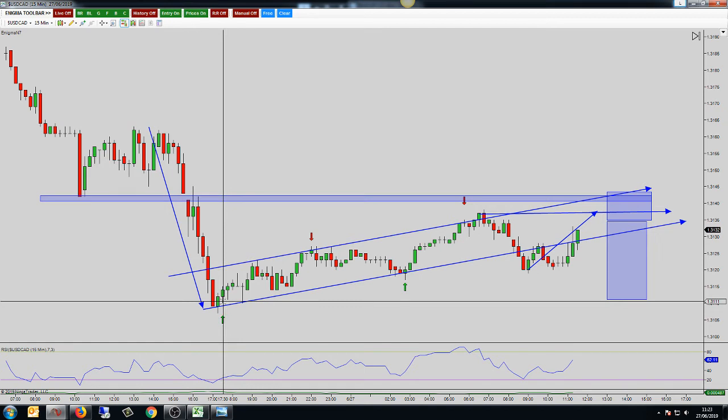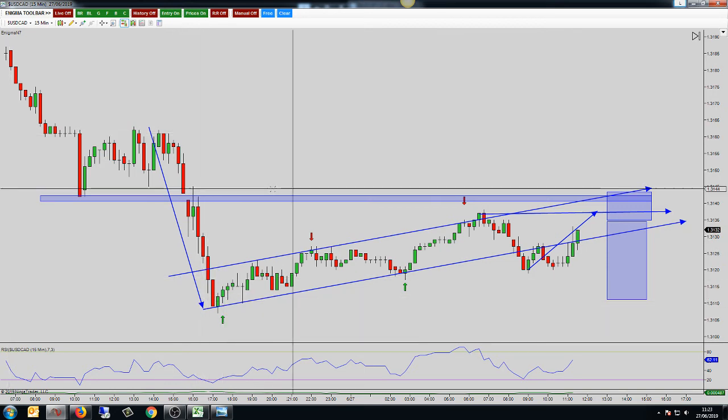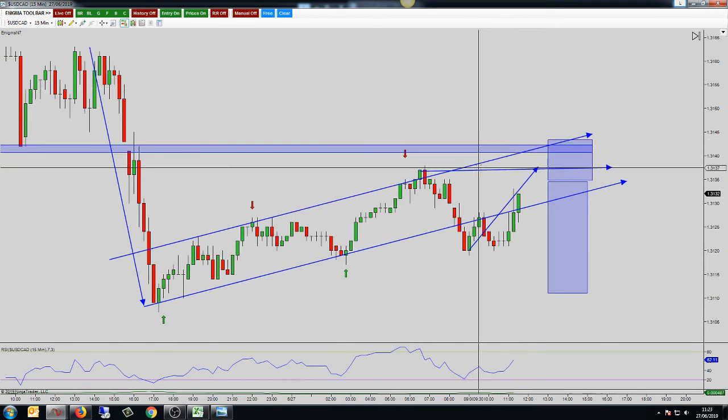Cody, there was a 15-minute head and shoulders on the Aussie dollar. Yeah, I have been monitoring it. We'll go back and take a look just after this currency pair.